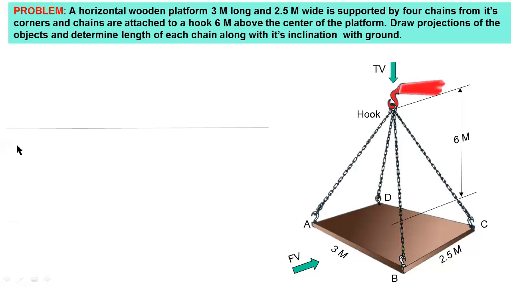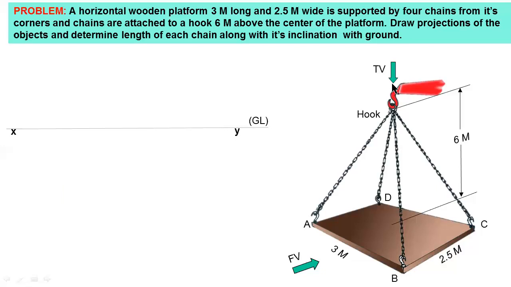First of all, you have to draw a reference line, that is the XY reference line. I consider this XY line as the ground line. I consider this platform as ground. Then you have to draw the views. First of all, you have to draw the top view of this figure. For the top view, you have to observe from this side.